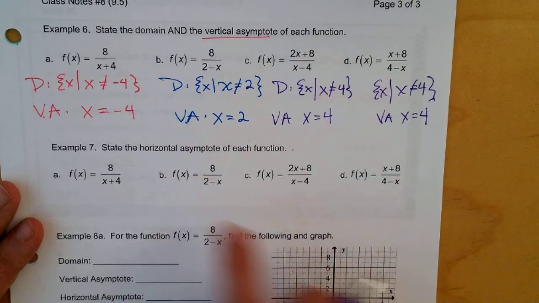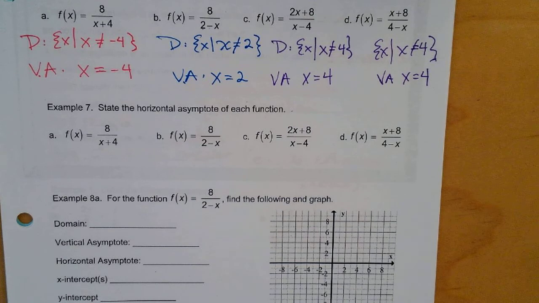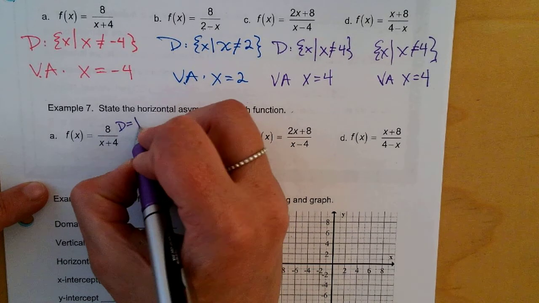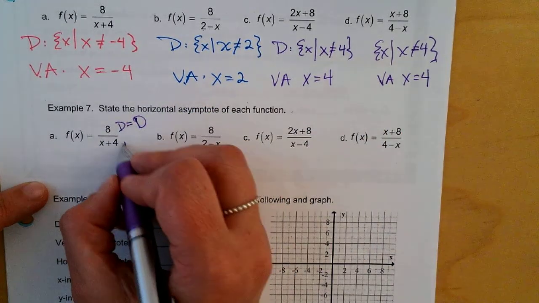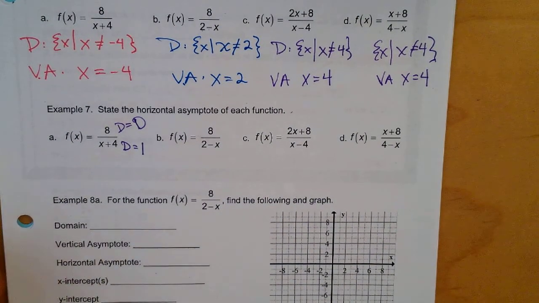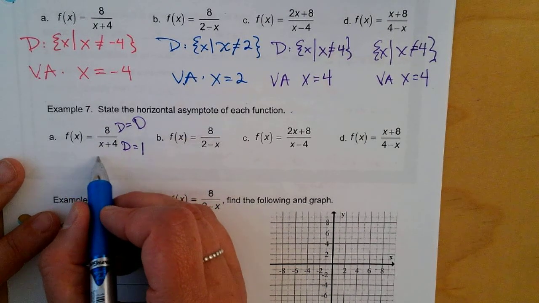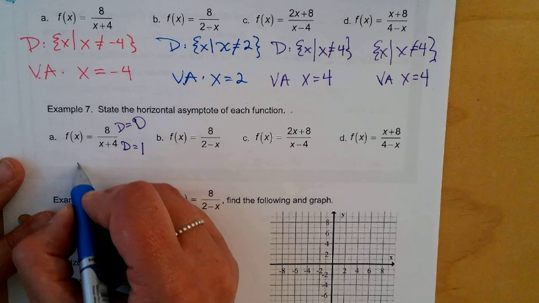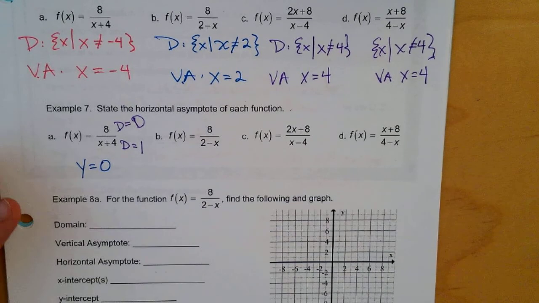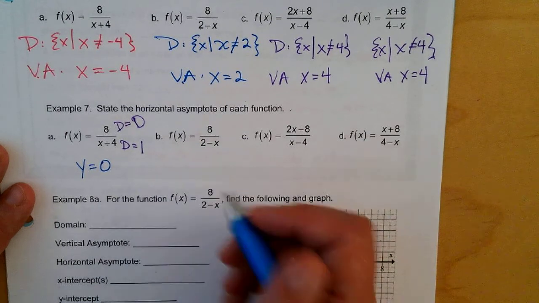For the horizontal asymptote, that's where it gets a little trickier. We have to look at the relationship between the numerator and the denominator. So the degree of the numerator is what? 0. What's the degree of the denominator? That D looks like domain, but it's degree. Since the degree of the numerator is smaller than the degree of the denominator, what's the horizontal asymptote? It's always going to be y equals 0 if you look back at that definition.